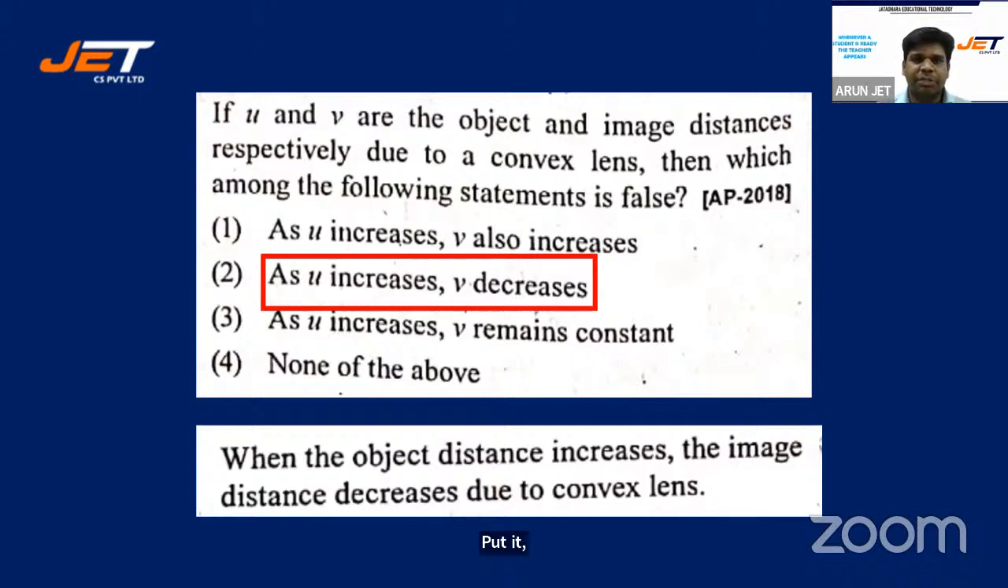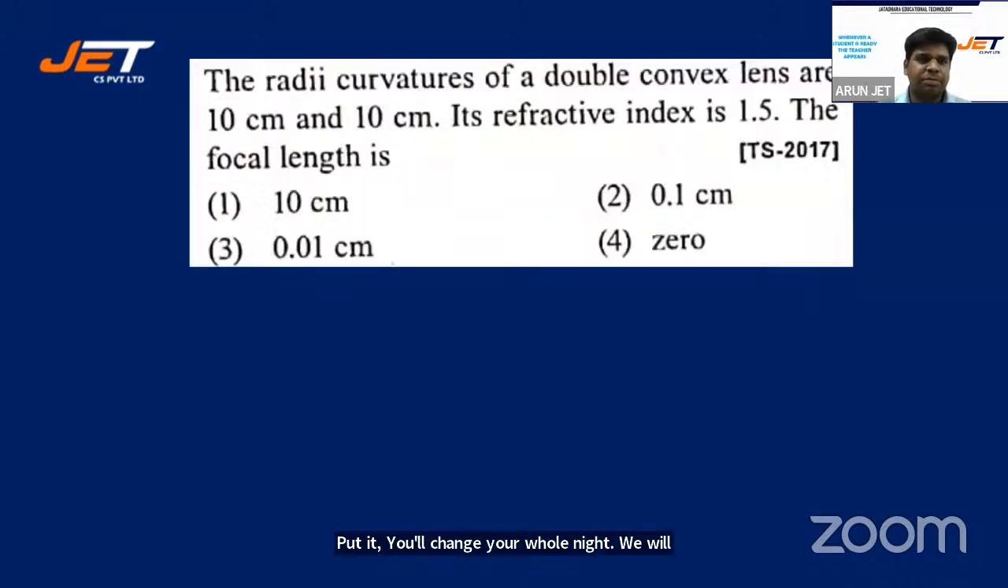All right, let's go for the next one. The radii of curvature of a double convex lens are 10 and 10 centimeters. If the refractive index is 1.5, the focal length is. Yes, it's false. Shivramakrishna, it's false.